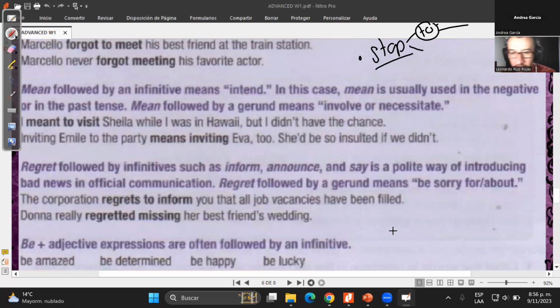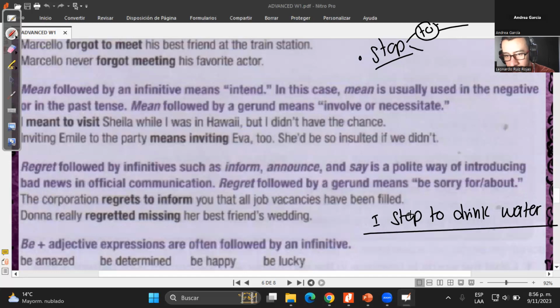For example, I stopped to drink water. Ready? I stopped to drink water. It means I stopped the class. For example, I was in class and I stopped to drink water.